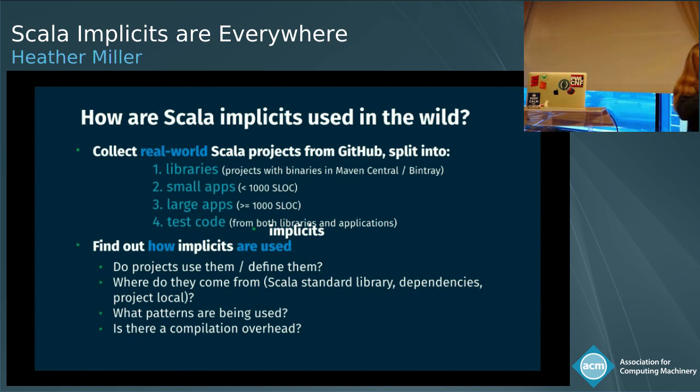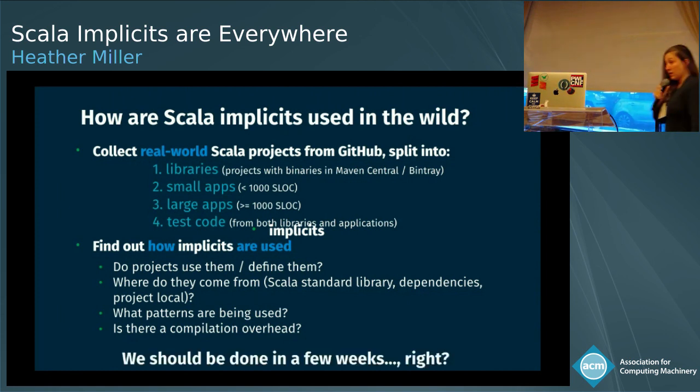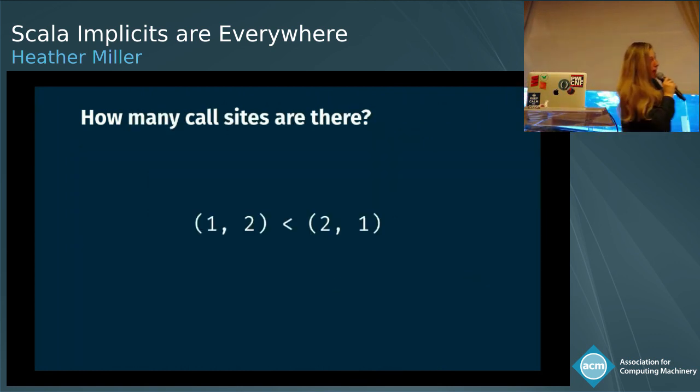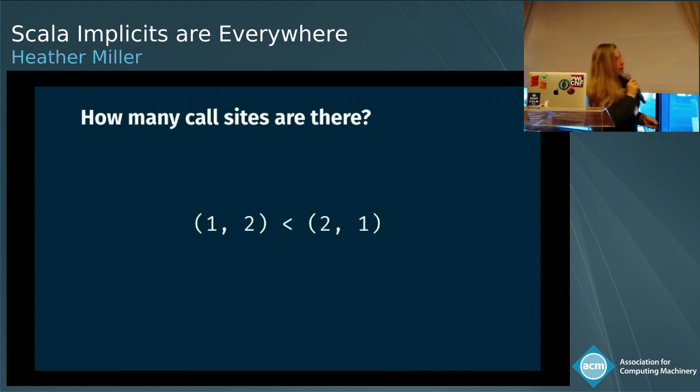And then on top of that, people have invented a whole bunch of different patterns to use with implicits, things like type classes. And what are people doing? Can we search around in these code bases and identify how often and where and when people are using different patterns? And then, of course, is there a compilation overhead? And of course, this would seem like it should be done in a few weeks, but it took quite a much longer time than that, and I'll show you why.